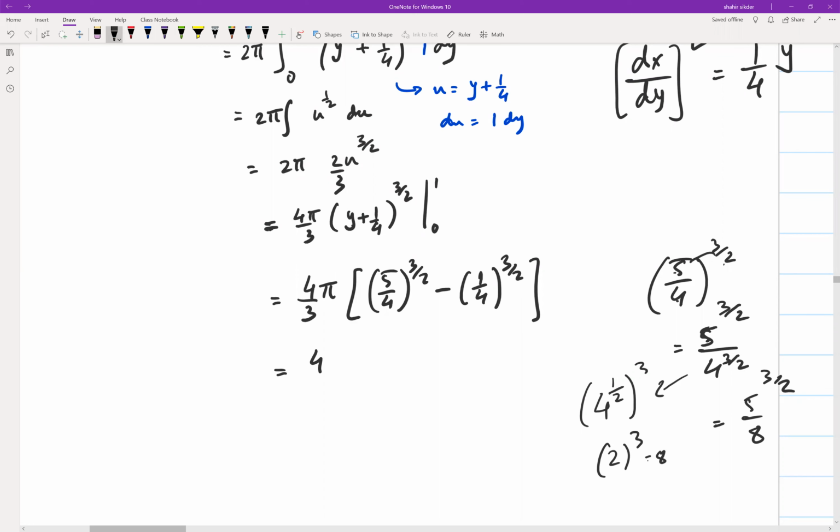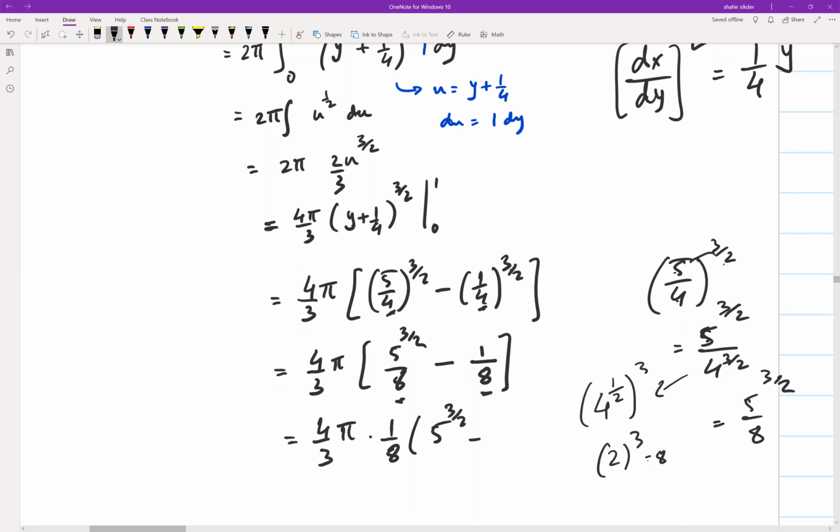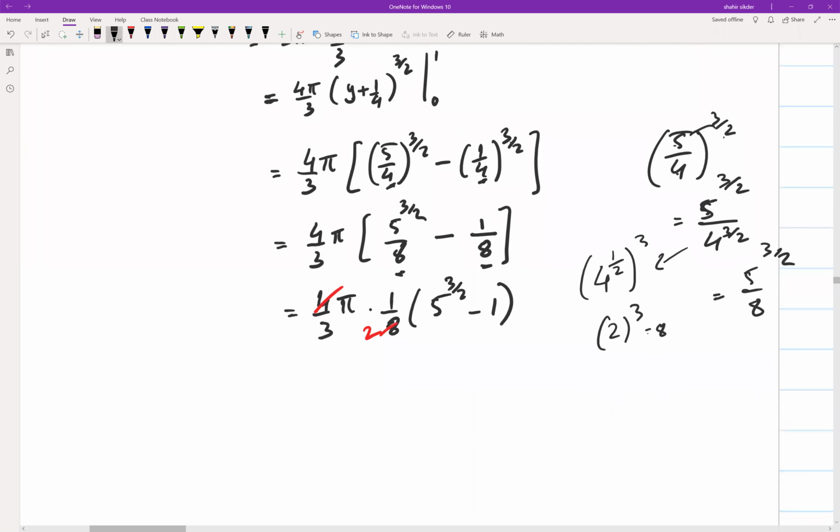So I can write 4/3 pi times 5 raised to the 3/2 over 8, minus, notice this is also 4, so 1 raised to the 3/2 is just 1 over 1, but 4 raised to the 3/2, we said, is 8. I can also pull out a 1/8 from there, so it would look like 4/3 pi times 1/8, times 5 raised to the 3/2 minus 1. Hence, I can simplify this, so I would have pi over 6 times 5 raised to the 3/2 minus 1. That's my exact answer, a really clean version of it.